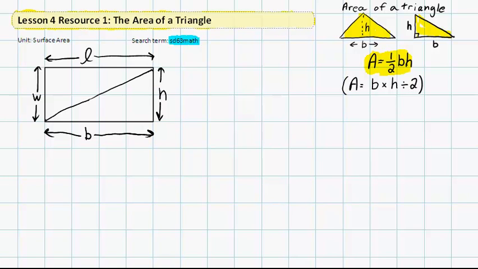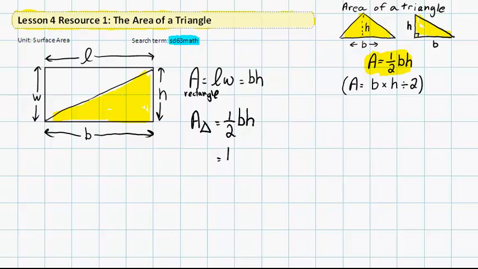The rectangle had an area equal to the length times the width, or I could call it the base times the height if I wished. This triangle has exactly half the area. And so the area of a rectangle is length times width, but the area of the triangle is equal to 1/2 of the length times the width, or base times the height.